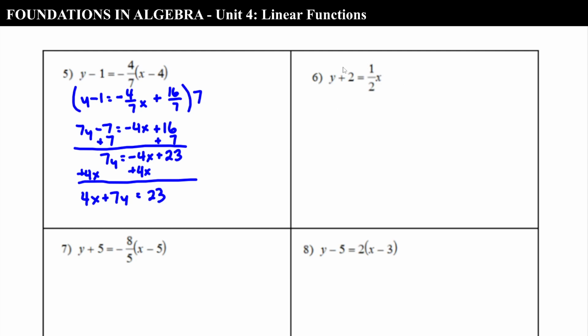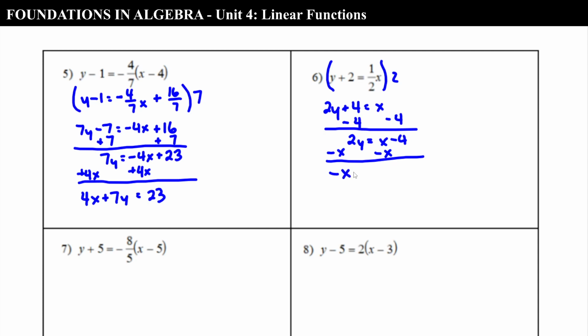For number 6, first thing we're going to do, multiply everything by 2. Y plus 2y plus 4 equals x. Then we're going to get the y by itself by subtracting 4 from each side. So 2y equals x minus 4. And then we're going to subtract x from each side. And that gives us negative x plus 2y equals negative 4. And we got to change the sign of everything. So x minus 2y equals 4.